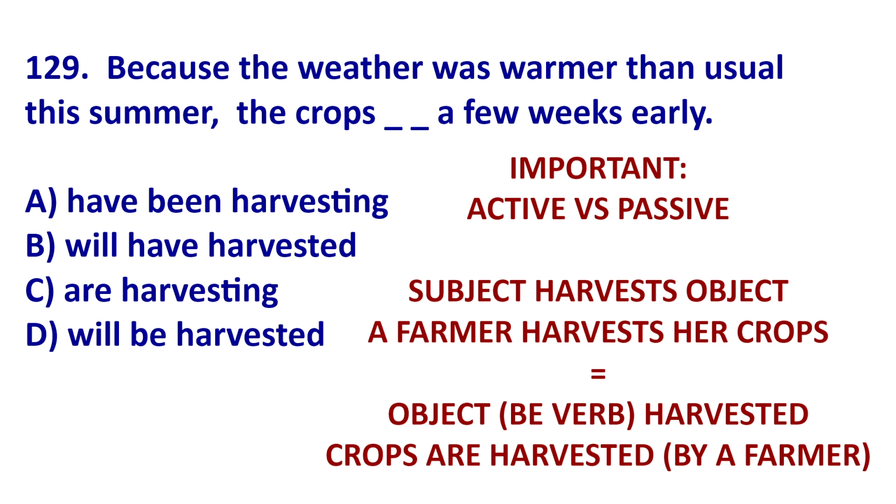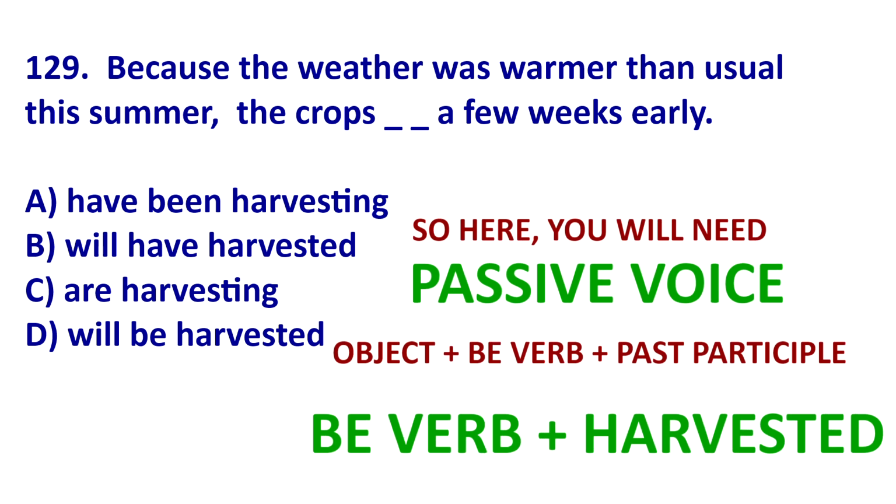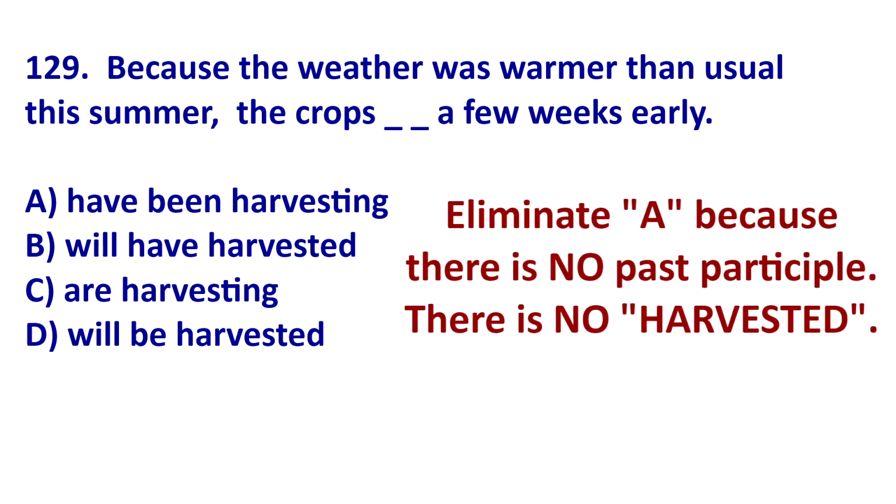So in this situation, it says the crops blank a few weeks earlier. So this is probably passive voice because the farmer harvests crops, so crops are harvested. So I need a sentence that is passive. If we look at "have been harvesting," this is not passive because when I use passive, I have an object, a be verb, and a past participle.